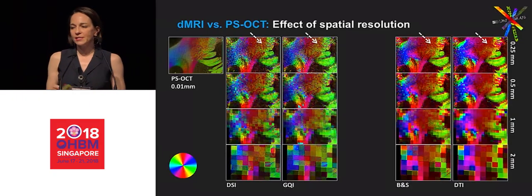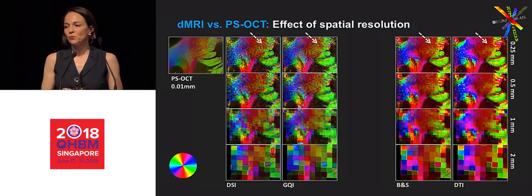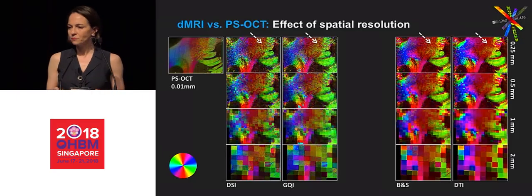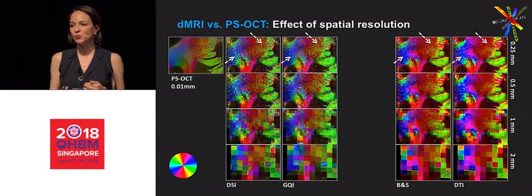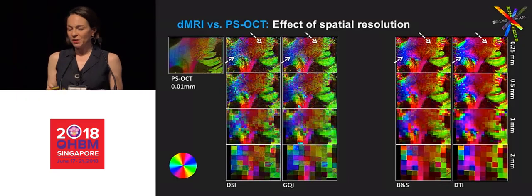With the ball and stick and DTI, we're not able to resolve them, so we see a sea of red in that area. And similarly, in this area on the left, where in the PS-OCT as well as the DSI data, we see a mix of blues and greens, the ball and stick and DTI show mostly blue. So one could say that we're disadvantaging those models because we feed grid data to them.